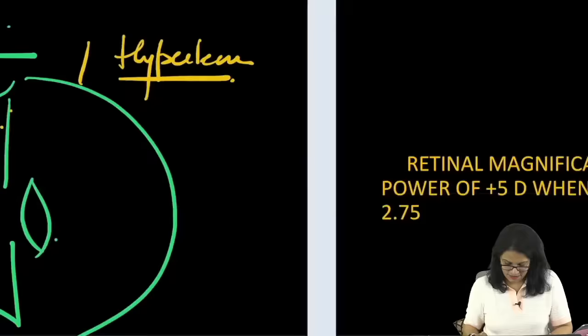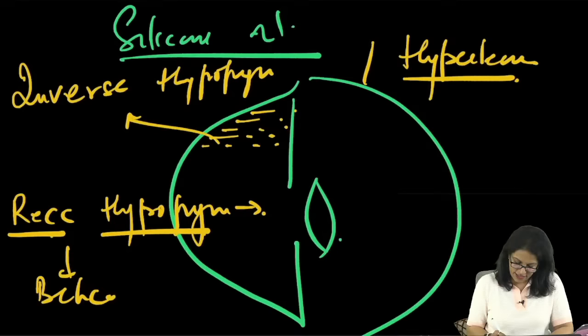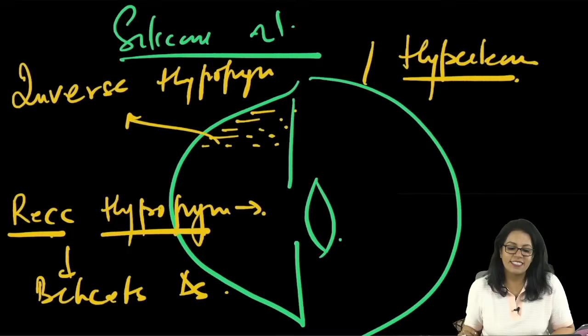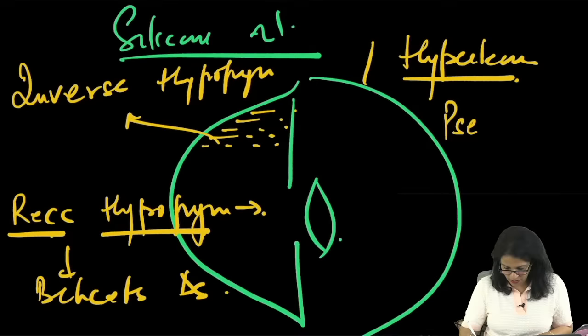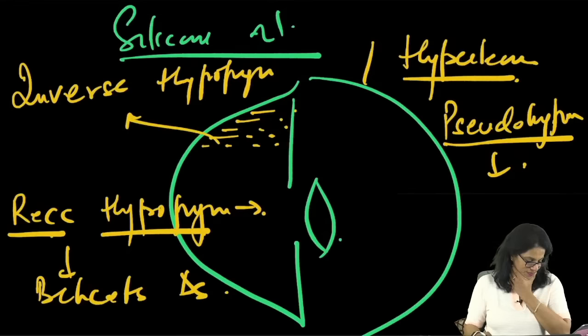We come to the next question. Very good. This is Behcet's disease. Nice. So, we see recurrent hypopyon in Behcet's disease. And recurrent vitreous hemorrhage, where do you get? And where do you get pseudohypopyon, all of you? Tell this also. Very good. You all are answering nicely.